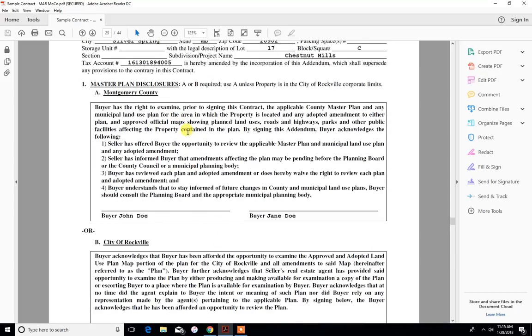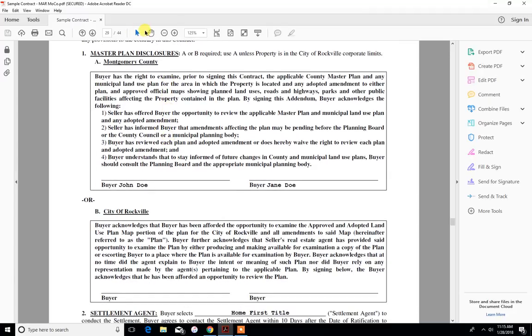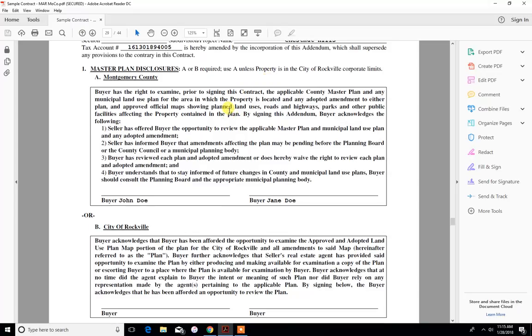Jurisdictional addendum. This gives the right for the buyer. Okay, Mr. Doe, this gives you guys the right to go examine the master plan, because you want to make sure that nothing's going to be built or anything's going on in the master plan that's going to interfere with your property. Why is that important?